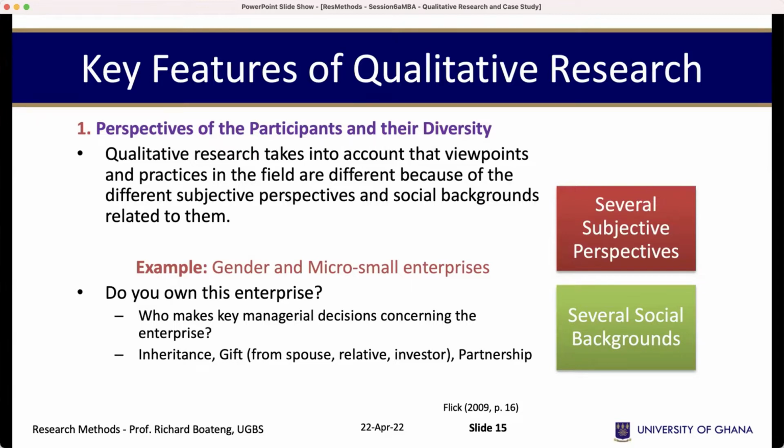Okay. Then you can also ask in terms of ownership, what do you mean by ownership? Inheritance is ownership. A gift is an ownership. And then partnership is an ownership. Which of them are you more interested in? Or are you trying to look at all these possible scenarios? Okay. So these are the things that can influence it. So the interpretations could differ depending on the answers to these questions. So in effect, ownership has several meanings.